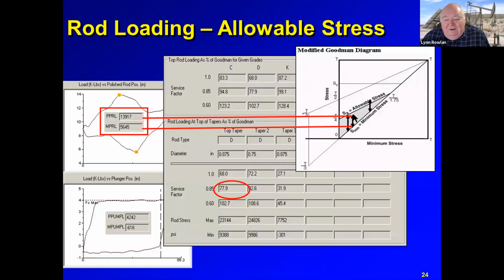So here we have the rod stress. This is called a modified Goodman allowable, and it says if you're outside this range, like right here, then you exceed the allowable and your rods are overloaded. If you're inside this gray area, you're not overloaded. And so we take these peak and minimum loads and we calculate the stress range and see if we're 77% loaded, so that we're okay.